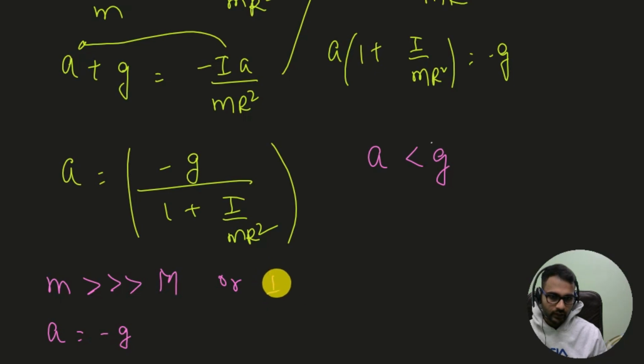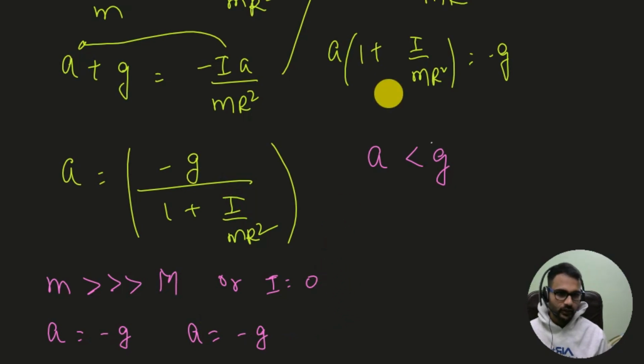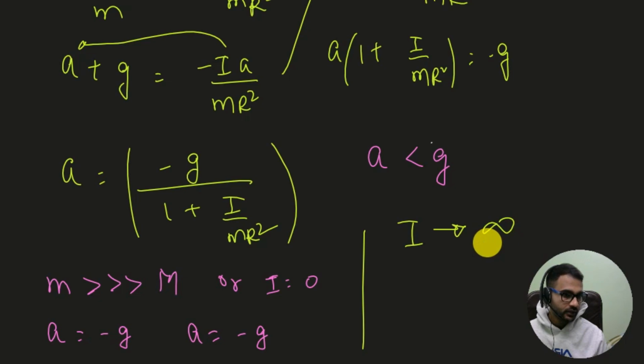Or if I is 0, if the moment of inertia for the pulley is 0, then in that case also A will be equal to minus G, because if I is 0, this term goes to 0. 1 plus 0 is 1, so you'll get A to be equal to minus G. Next thing we can take, if I becomes very much huge, if I becomes infinite, then acceleration goes to 0. Because if this is infinite, 1 plus infinite is infinite and 1 over infinite is 0. So acceleration will be 0.